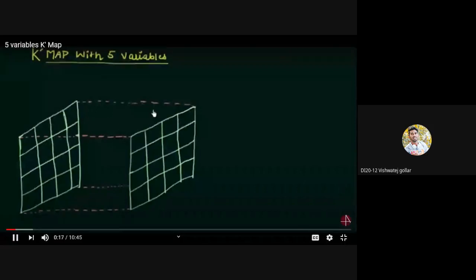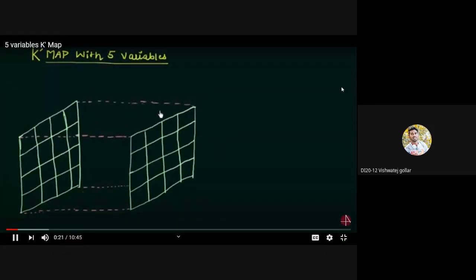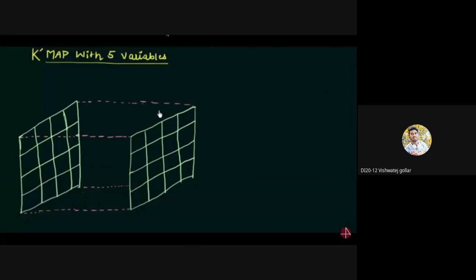In this presentation we will solve the examples from the competitive exams, which will help you a lot in understanding the key concepts much more. So without wasting any time, let's move to this 5 variable K-map. A 5 variable K-map looks something like this. Actually, every time you have to solve a 5 variable K-map, you need not make this structure because it's quite complicated to make, but we will see how to solve it.